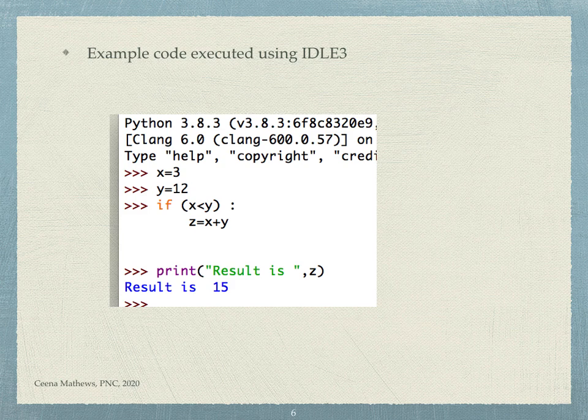If the condition is false, it will directly come to this print statement. But since z is not defined outside the if, when the condition becomes false, this z equal to x plus y is not done. So this print statement will generate an error, that is, z is not defined.